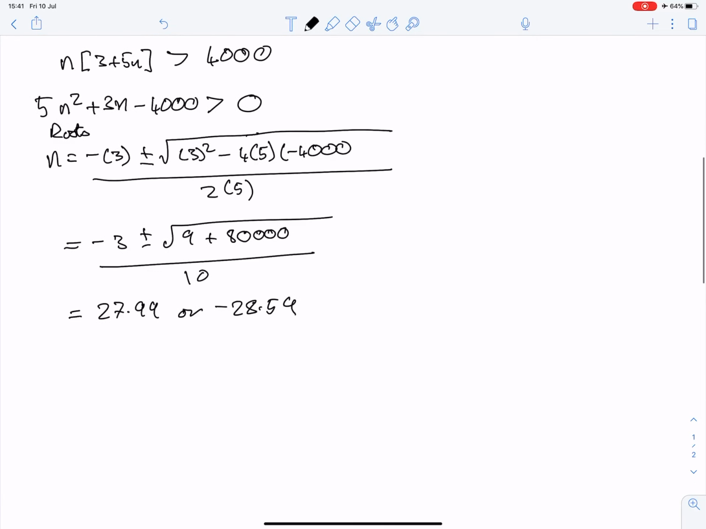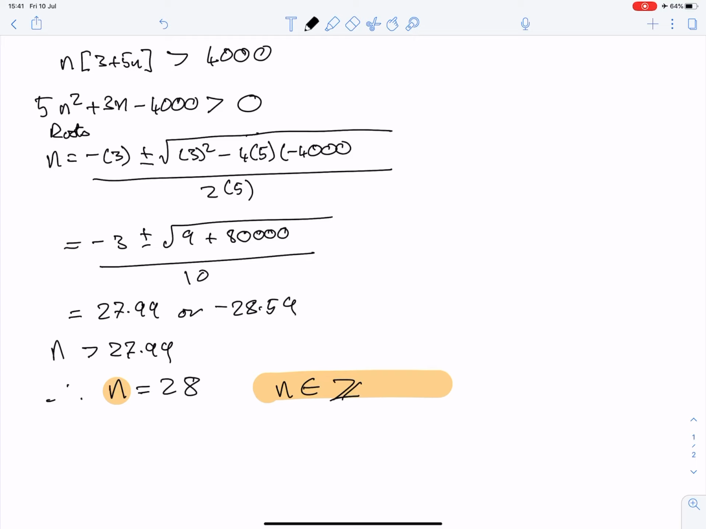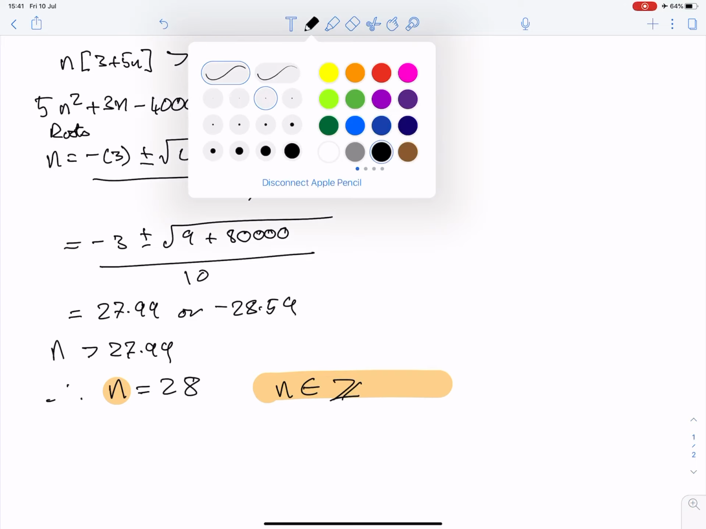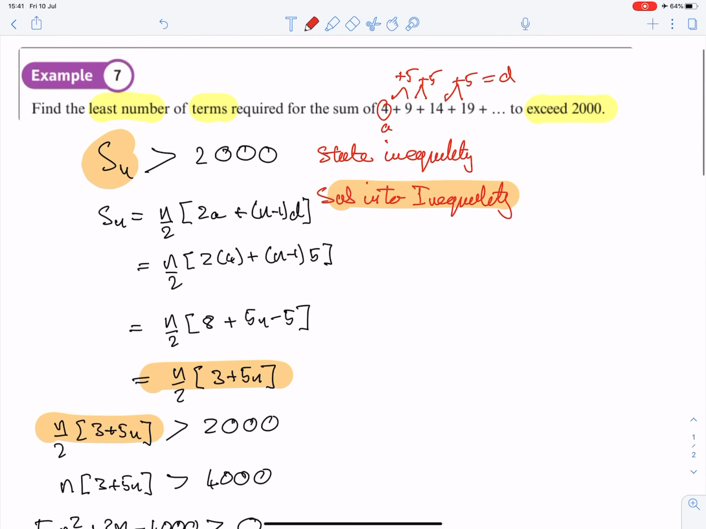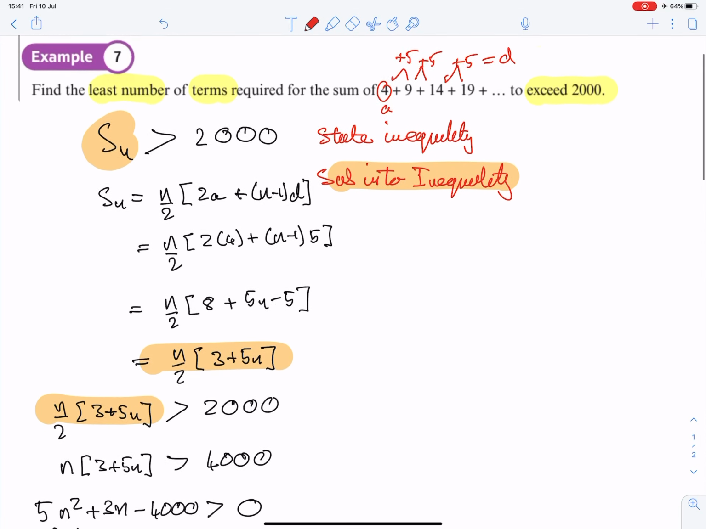Now we want it to be greater than 0. So n's got to be larger. So n has got to be greater than 27.99. Therefore n equals 28, because we need integers. Yeah, n must be an integer. n is a member of the set of integers because it's a term in the sequence, since it's a position in the sequence. And we need to add up the first 28 terms here to get to an answer greater than 2000. Hope that's clear.